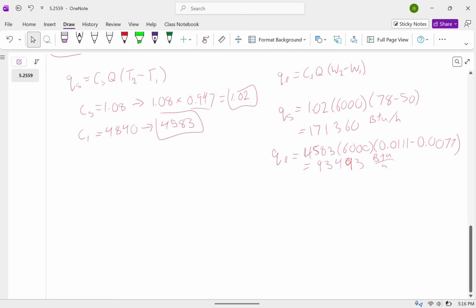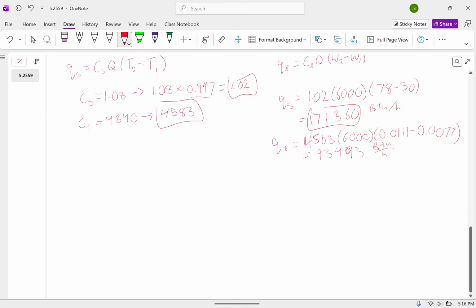So plugging in these values to our sensible and latent cooling equations, we get 171,360 BTU per hour of sensible cooling and 93,493 BTU per hour of latent cooling in our total dehumidification process. And adding these values together gives us a total of 264,853 BTU per hour for our total cooling load. And that is equal to about 22 tons. So we have about 22 tons of total cooling for our dehumidification process.